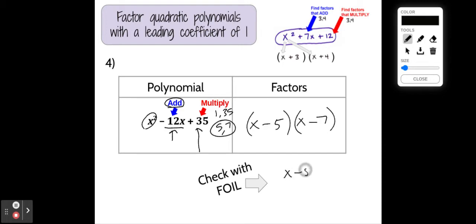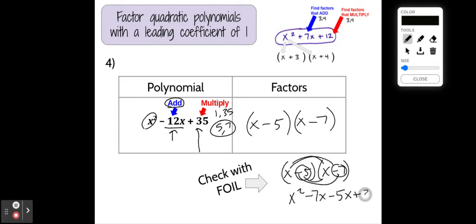And again, we can just check with FOIL to be sure we have it. You do not have to do this. I'm just showing you that it's a way to check your answer. See the negative 5 times negative 7, those last two terms, when you multiply them together, you get that positive 35. So we'd have x squared minus 12x when we combine these terms, and then plus 35, which is exactly the same quadratic polynomial that we started with. So we have the factors correct.